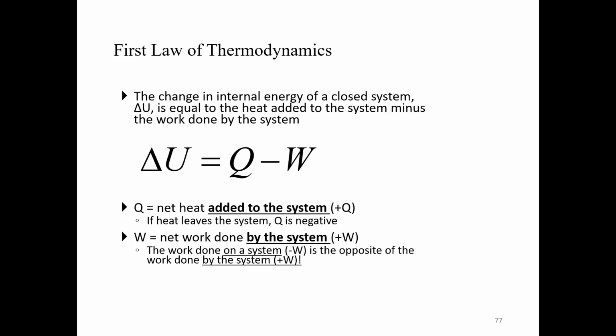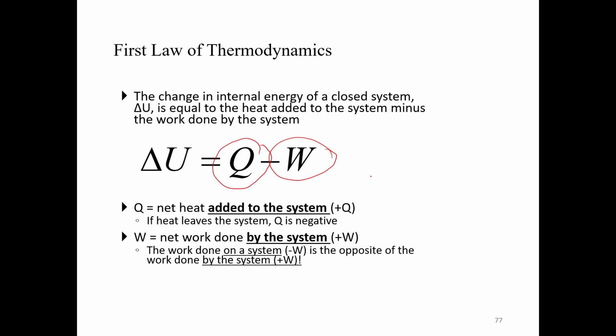So Q is the net heat added to the system, and W is the work done by the system, right? So that's how it's pronounced. Q here is the net heat added to the system, and W is the work done by the system, right? So in this case, we have a convention.